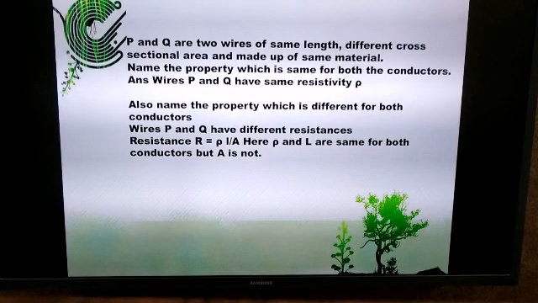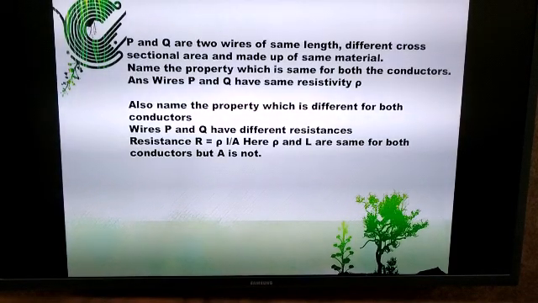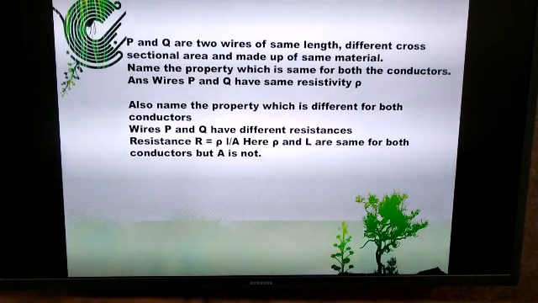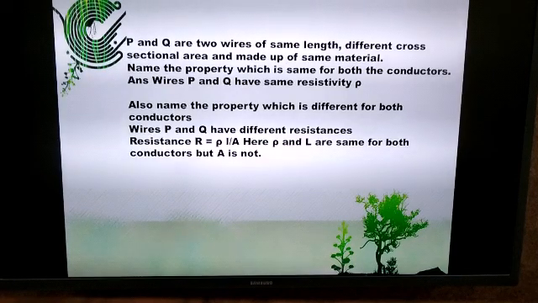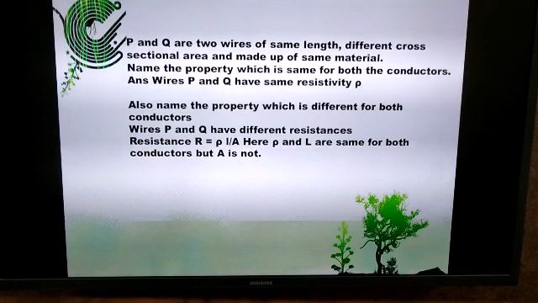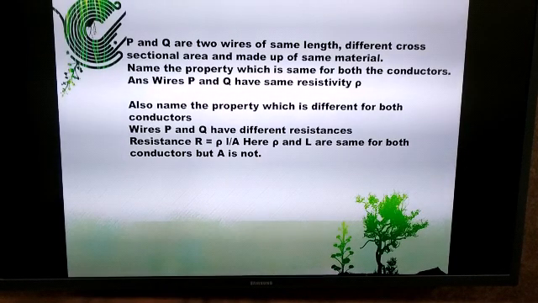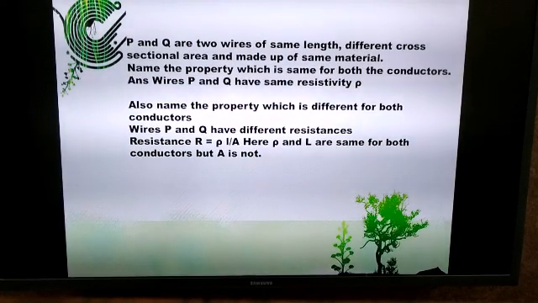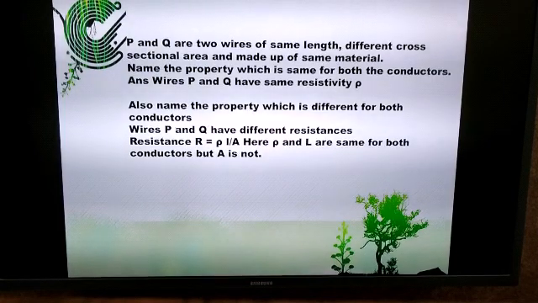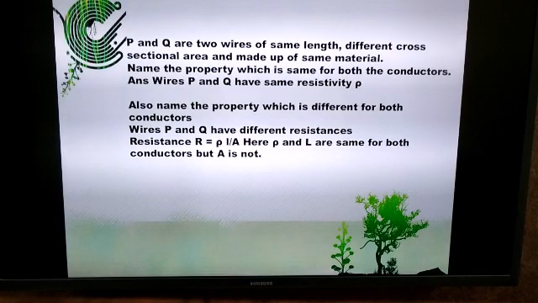Let us take an activity based question. P and Q are two wires of same length. They have different cross sectional area and are made up of the same material. So name the property which is the same for both the conductors and also name the property which is different for both the conductors. Now you always keep one thing in mind, that if there are conductors which are made up of the same material, then they have the same resistivity, because the value of resistivity for a given material is a constant value.